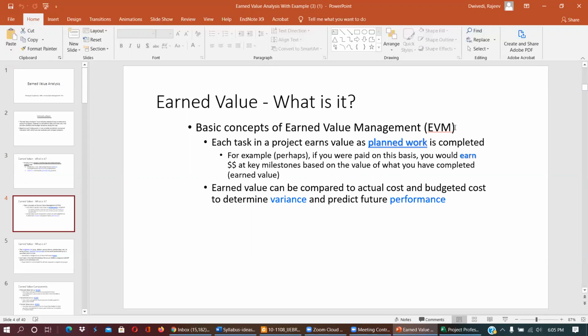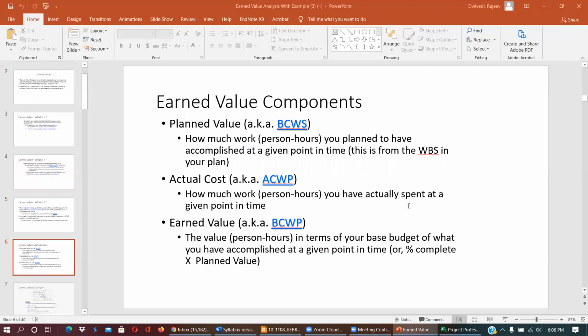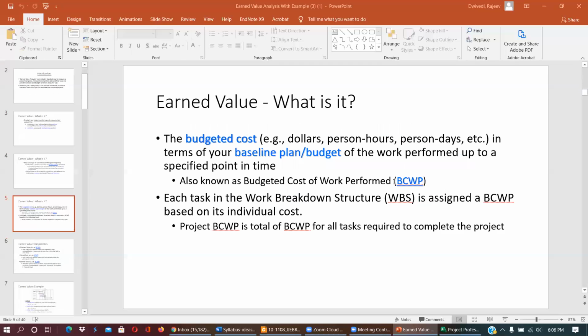So the basic concept of earned value analysis: each task in the project earns value as planned work is completed. For example, if you were paid on the basis of key milestones, you would earn dollars. Earned value can be compared to actual cost and budgeted cost, and that determines the variance and performance. Let me go directly to the example, and that can make good sense to you.